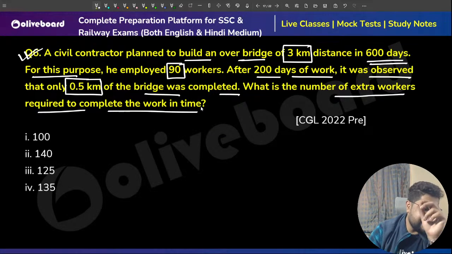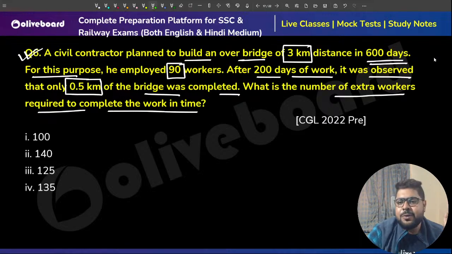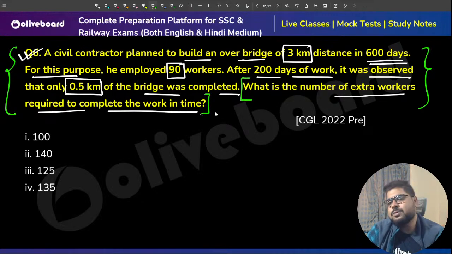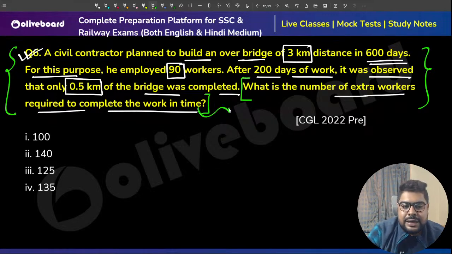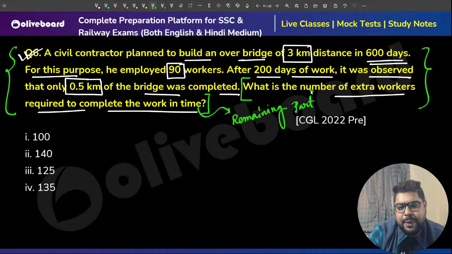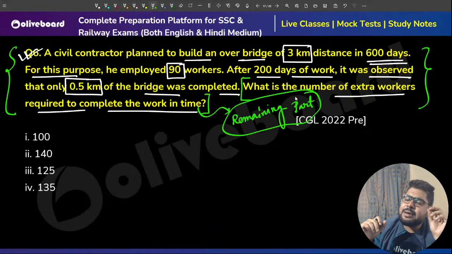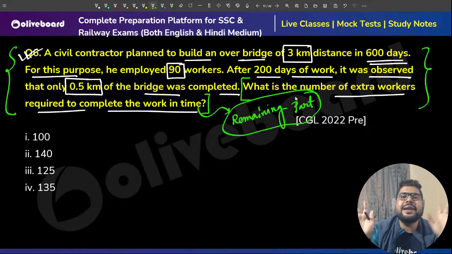Now, what is the change? Whenever I read this question, my instinct is telling me that the question they're asking revolves around the remaining part of the bridge, because they are asking how many extra men he should employ. So everything is working around this remaining part.